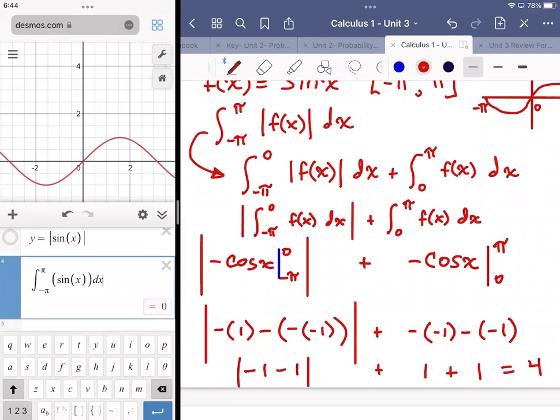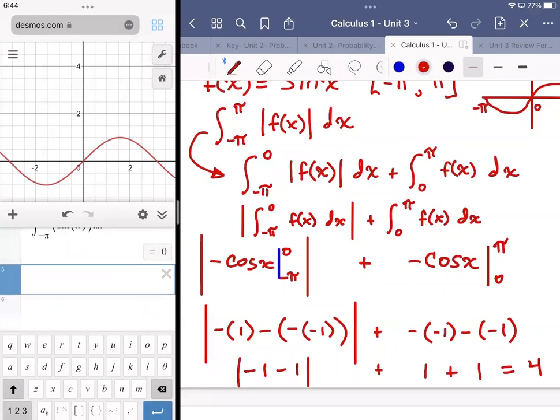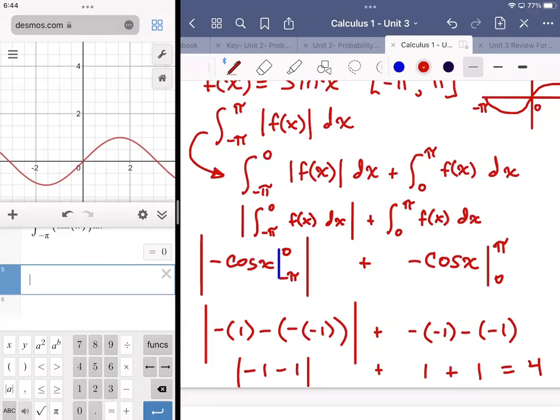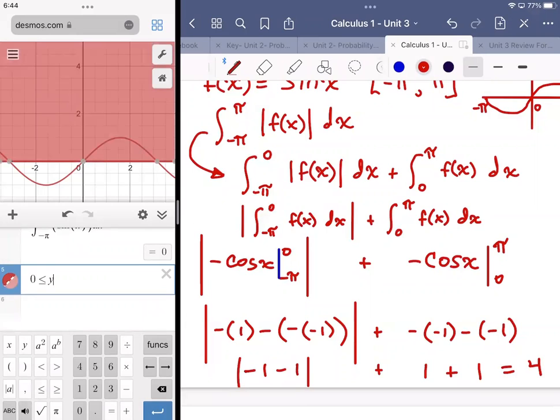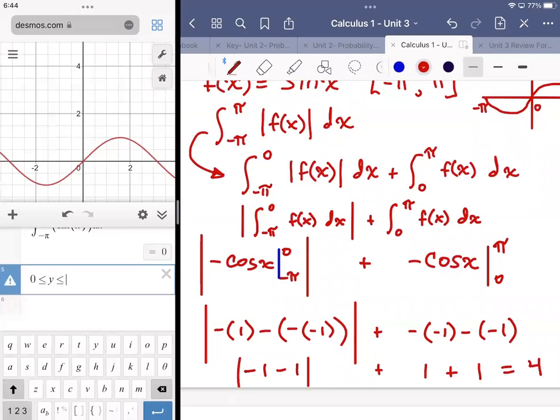I would have gotten 0 because this is the net area, right? I have equal parts below the axis and above the axis. However, if you reason through it, you would say, okay, well, if it's symmetrical and I know the area under the curve between 0 and pi, so I could say 0 less than or equal to y less than or equal to f of x.